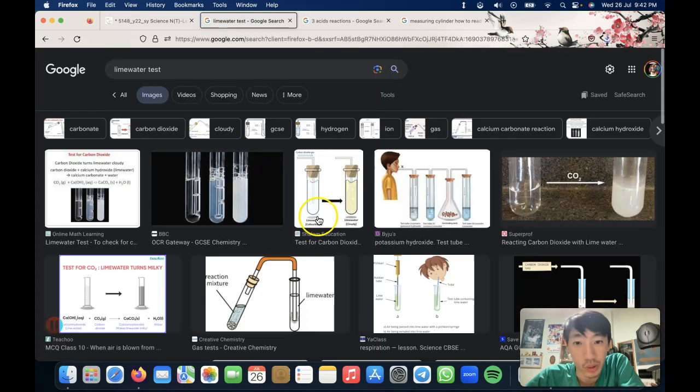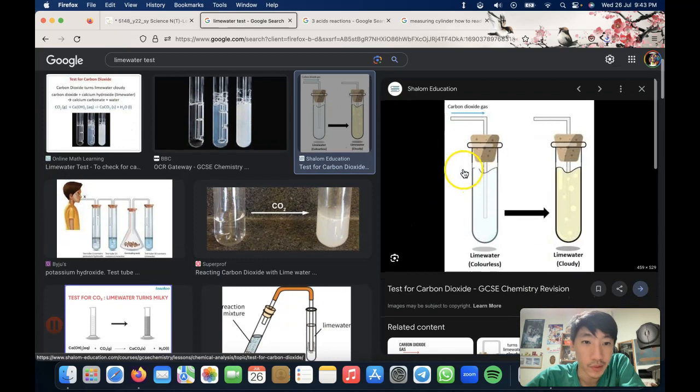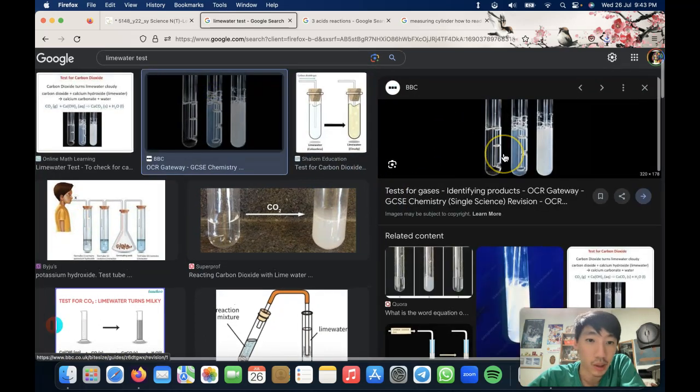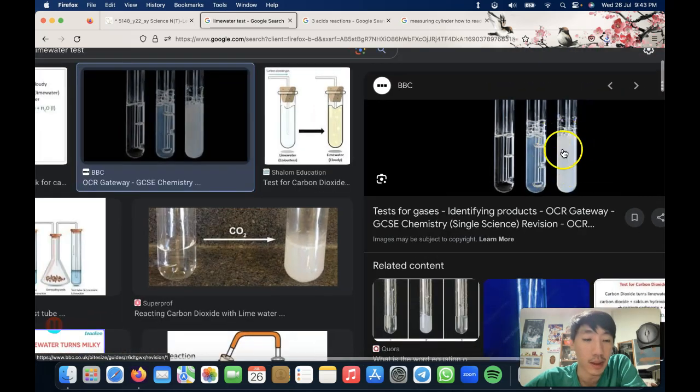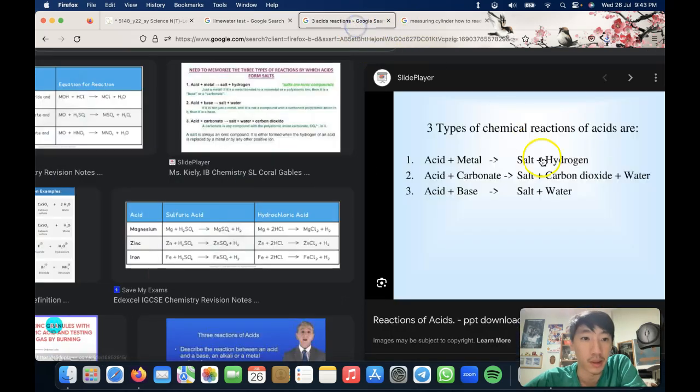This one don't show video, this one is very simple. At first you got a clear liquid like this. This is called lime water. You remember when you bubble gas, carbon dioxide, into the lime water, then it will turn white, cloudy white, a precipitate actually. So this means that there is carbon dioxide. Okay, so that's the second equation.